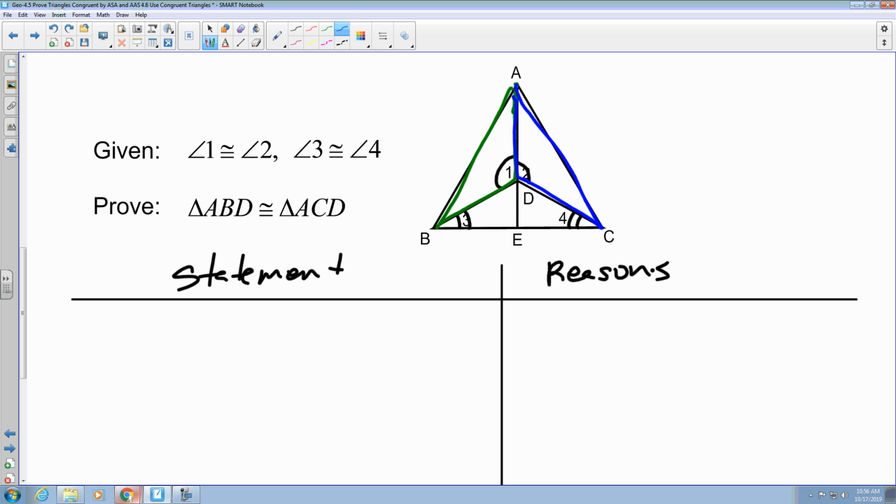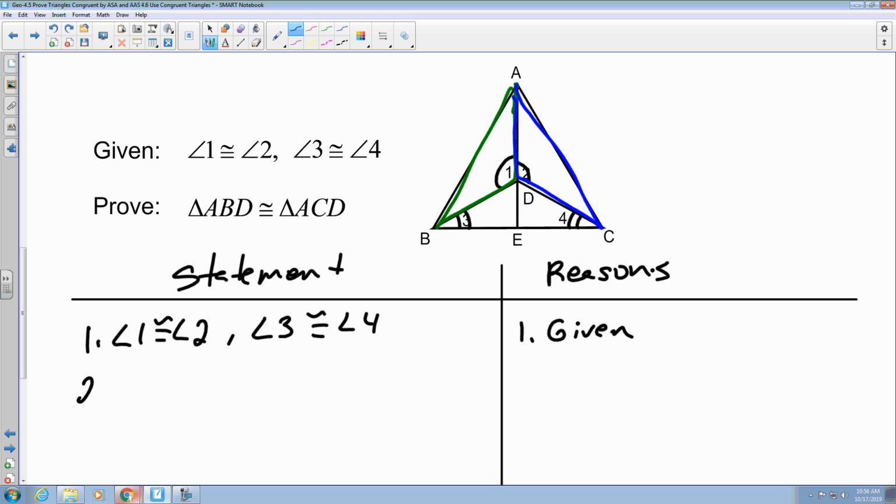All right. So let's write in the givens. I know that angle 1 is congruent to angle 2, and angle 3 is congruent to angle 4. So write in the given. Next, I'm going to look at those two triangles. One's green, one is blue in this case. And I realize that line segment AD is shared. So I could say that AD is congruent to AD because of the reflexive property.